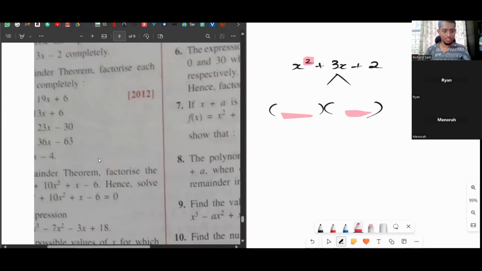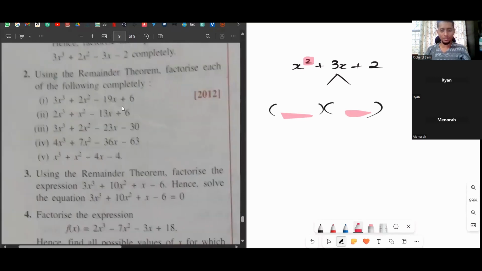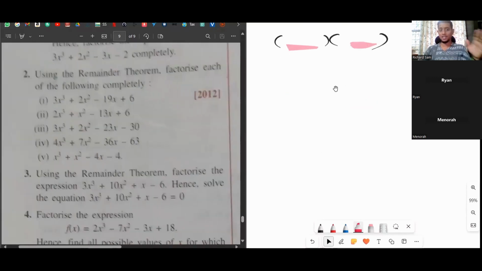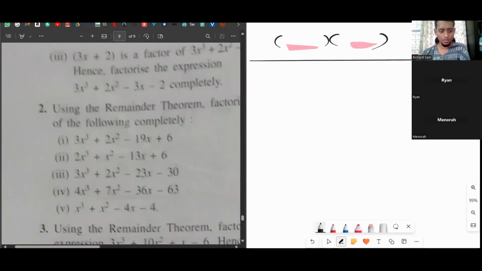Okay. All right. So let us see one question here. We'll start with this first one and we'll see how to factorize. Listen very carefully the first time itself. There are some steps that you have to follow. Follow those exact steps. So your expression is 3x cube plus 2x square minus 19x plus 6.